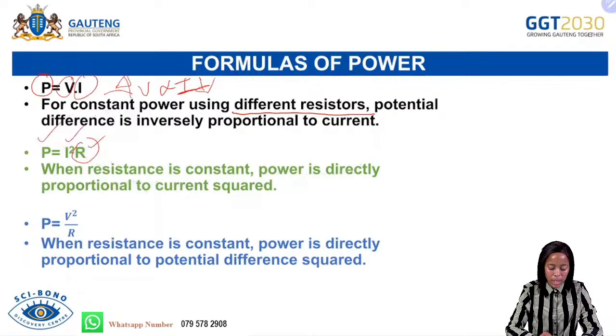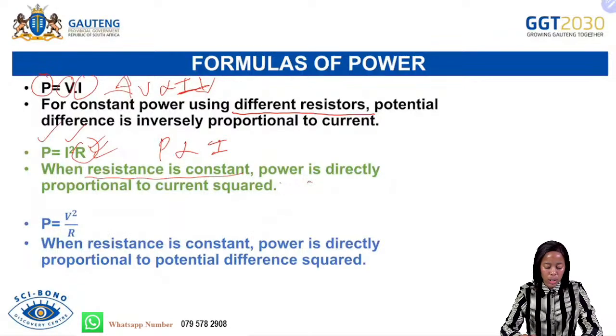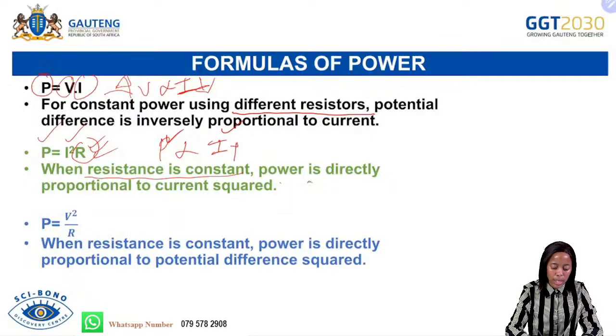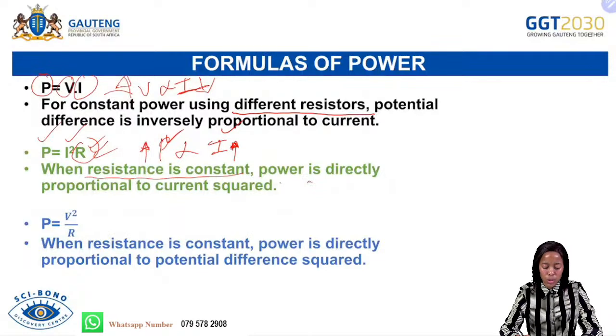Okay. So it says when the resistance is constant, the power is directly proportional to the current squared. So if we increase the current, the power will also increase. If the power increases, the brightness of the light bulb will increase there.